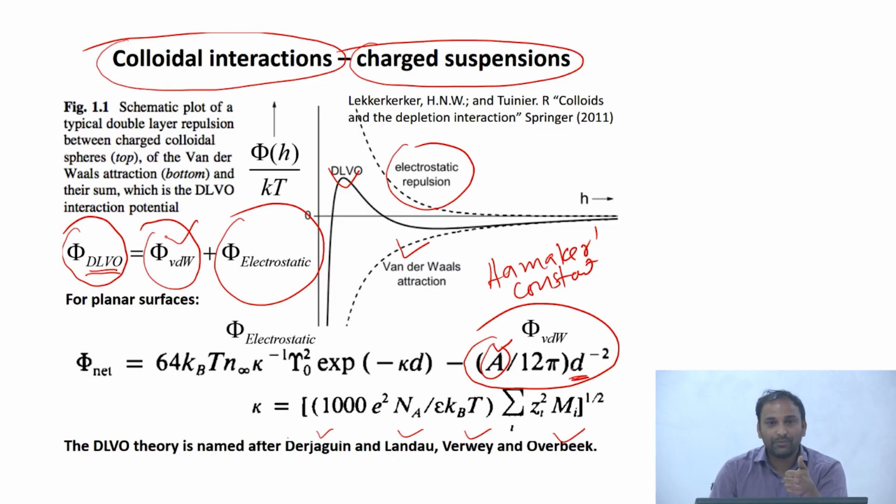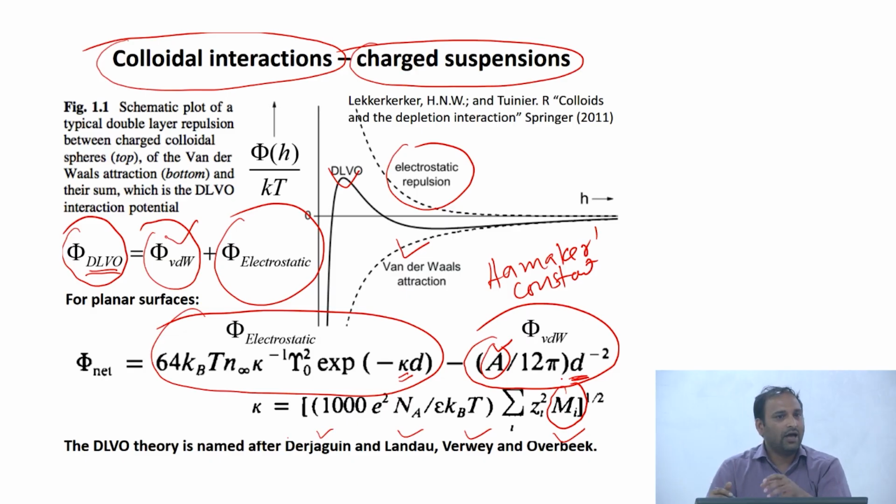It depends on the separation distance between the particles. That's the van der Waals term. And the electrostatic term depends on a parameter called kappa, and that kappa depends on the salt concentration that people are working with. I have a dispersion and I've added a certain amount of salt. I know the concentration of the salt that I'm working with. It depends on the salt concentration.